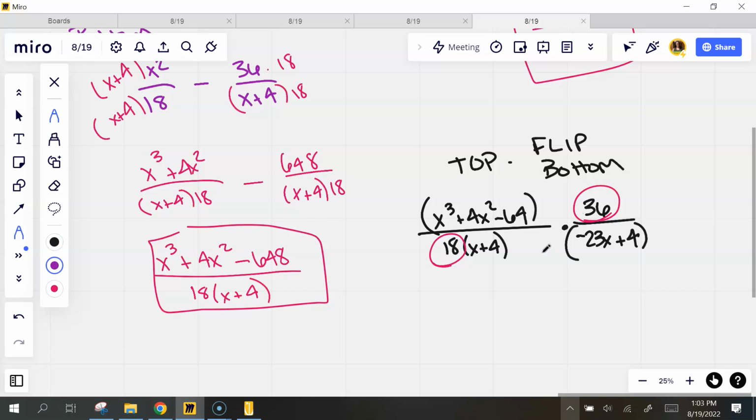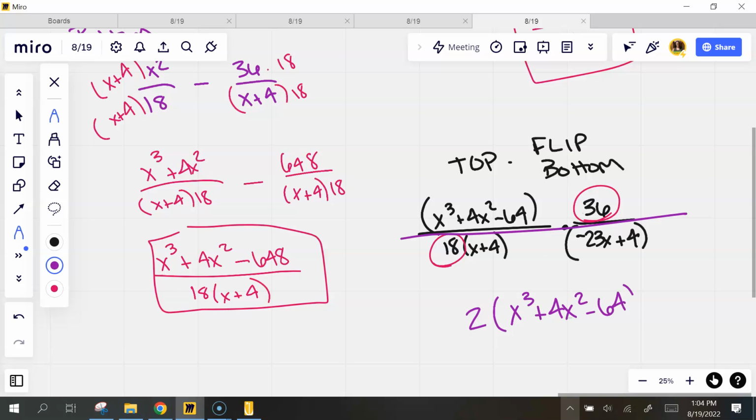Multiplying fractions, really, when you're in rational expression land, if you're multiplying top times top, bottom times bottom, make sure everything's in parentheses and just make it one big fraction, because that's really what you're doing. You're multiplying. So you get 2.